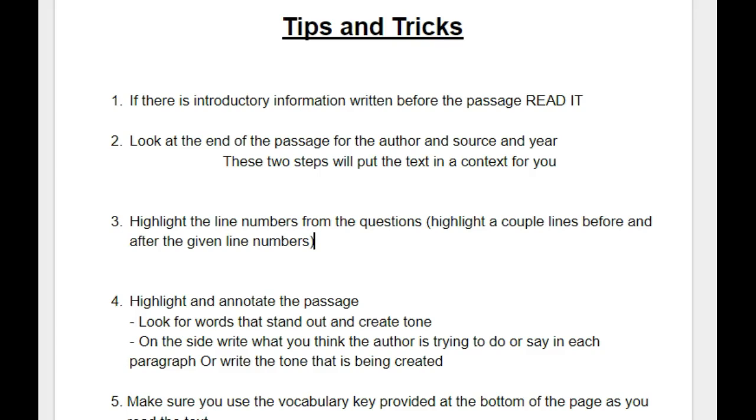You want to get the context of the passage. So to do that, sometimes there's introductory information written at the beginning of the passage, and then there's always the author's name and the source and the year it was written at the end of the passage. So you want to make sure and look at those.